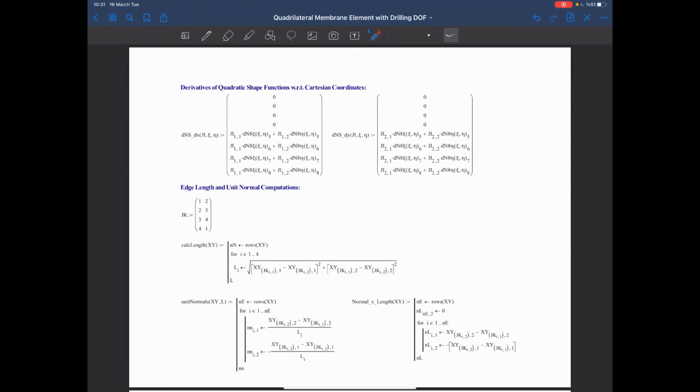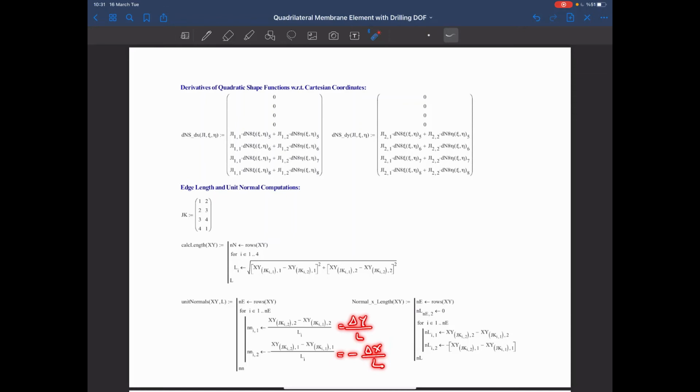So you can just calculate the edge lengths as follows. These cyclic indices represent the edge definitions. So you can calculate the length and you can calculate the outward unit normal. This is basically equal to delta y over L, and this is equal to minus delta x over L.